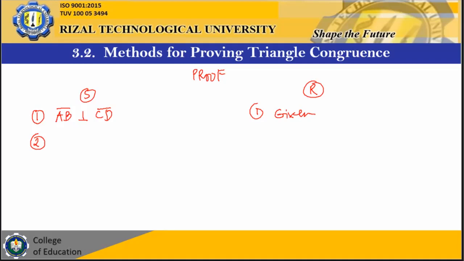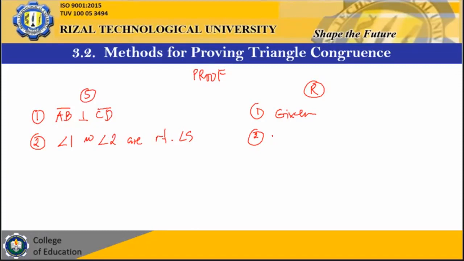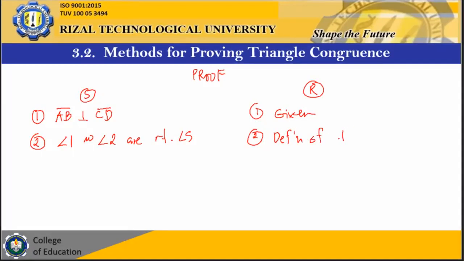Sige, Calvin. Sir, angle 1 is equal to angle 2, sir. Angle 1 is equal to angle 2 right away. Ay, angle 1 and angle 2 form 90 degrees, sir. Ay, they are right angles, sir. Okay, angle 1 and angle 2 are right angles. Why? Based on statement number 1. Still not getting it? Definition of perpendicular lines. Okay, definition of perpendicular lines. Correct.